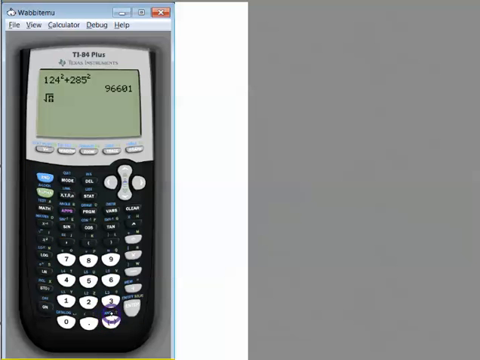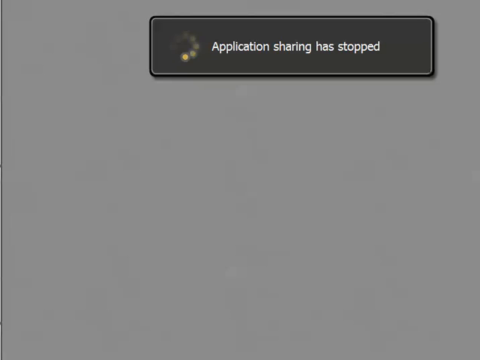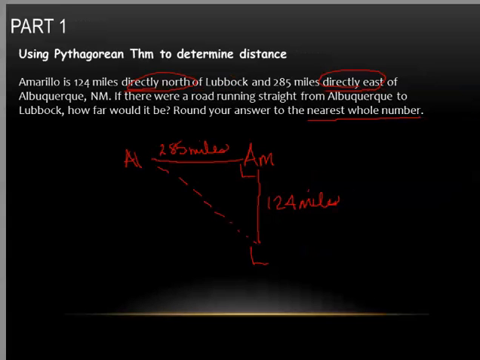If you look right above it, it says answer, A-N-S. And then I push enter. It said to round it to the nearest whole number, so I'm going to have 310.8 will round to 311. 311 miles. That's all you've got to do to solve this kind of problem. Calculators are awesome. They're my best friend. So Albuquerque to Lubbock is going to equal 311 miles.